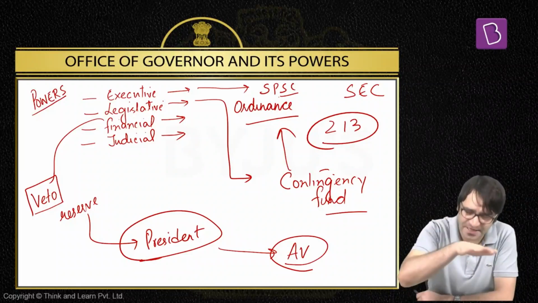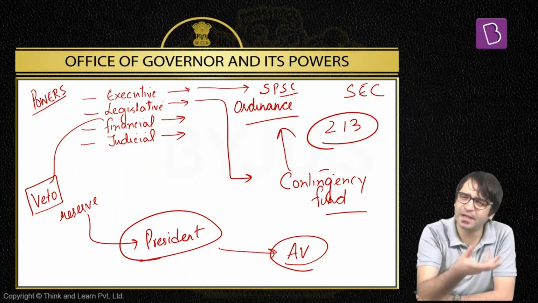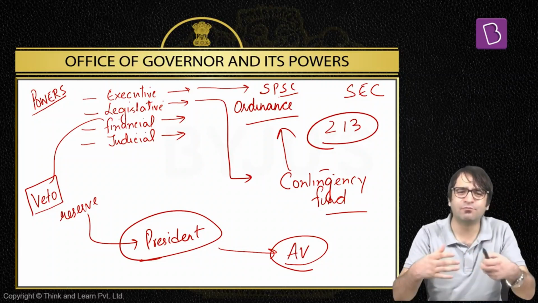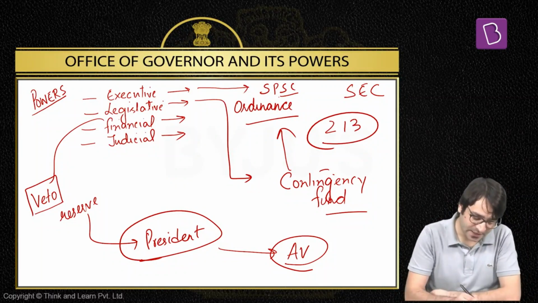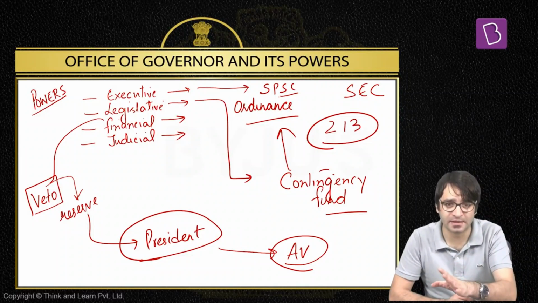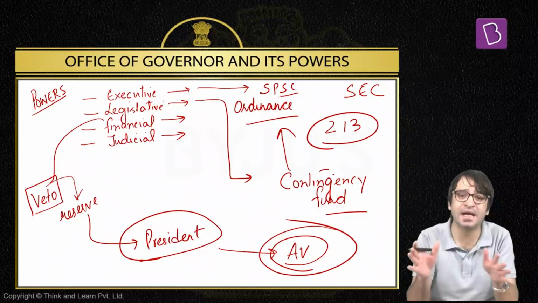Long story short, the office of the governor enjoys various powers. Executive powers can be compared to that of the president, but at a state level. Legislative powers can be compared to that of the president, but at the state level. Financial powers can be compared to that of the president, but at the state level. And we have discussed all these powers when we discussed the office of the president, so we don't have to repeat them here because these powers are mostly similar. Veto power, absolute veto, suspensive veto, pocket veto. Additionally, the governor may reserve any bill for the consideration of the president. And when the governor reserves any bill for the consideration of the president, the president enjoys absolute veto over such bills. If the president says, "Don't sign this bill," the bill is dead. It will never become a law.